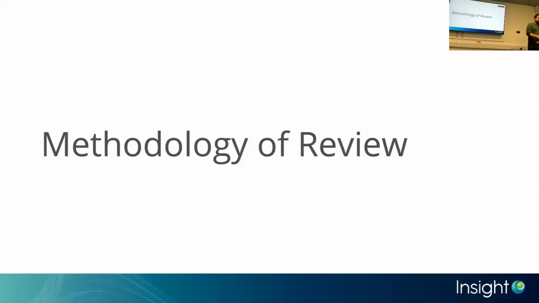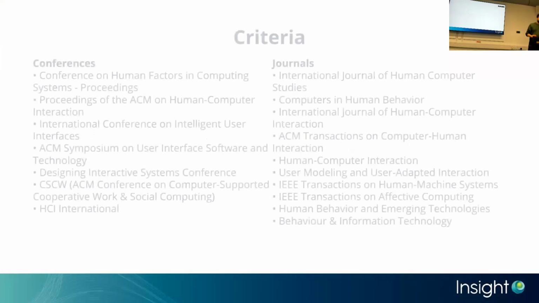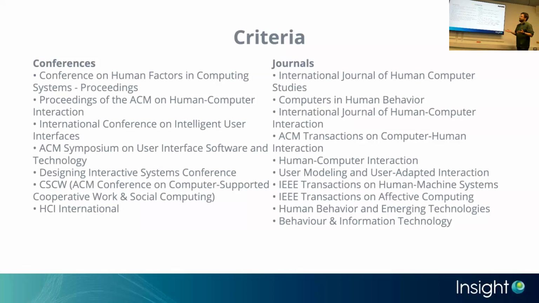So just some methodology to get out of the way. As a limitation, I couldn't search all of the conferences and journals, so I stuck to these ones specifically. So if you did dual process theory research and you don't find it on the scoping review, it might be because it's not one of these journals or conferences.